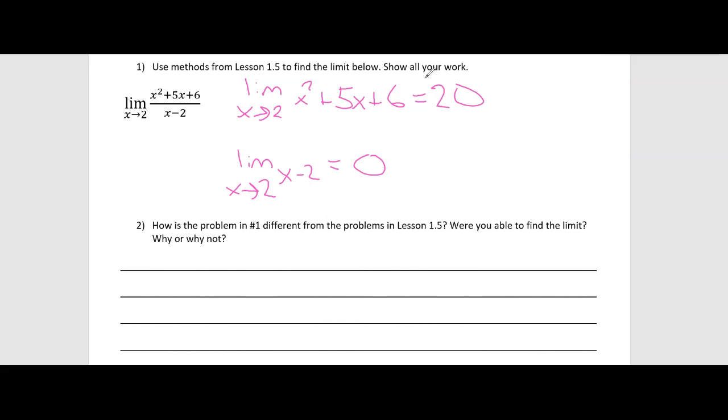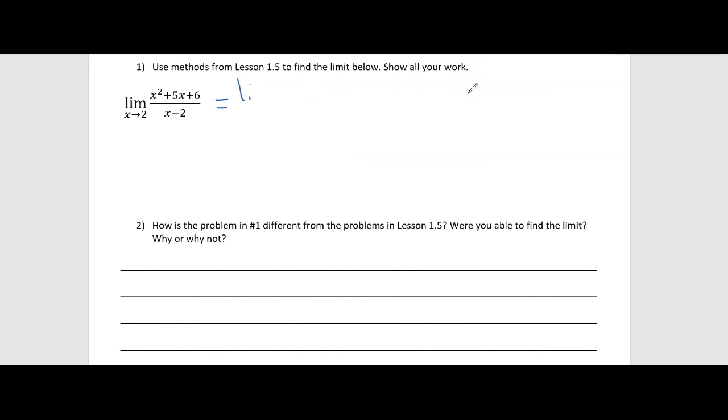However, we don't have an indeterminate form, right? Because an indeterminate form, the form that we looked at, was 0 over 0, or 0 in the numerator and 0 in the denominator. So we don't have an indeterminate form, but maybe some factoring will help us out. So let's try that.